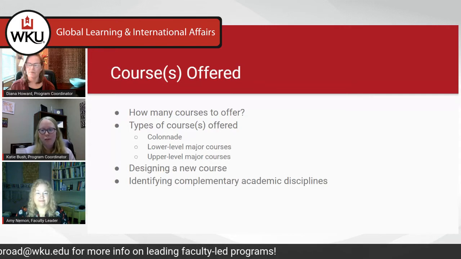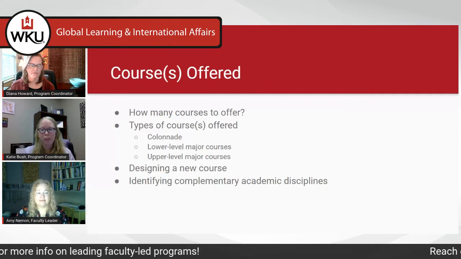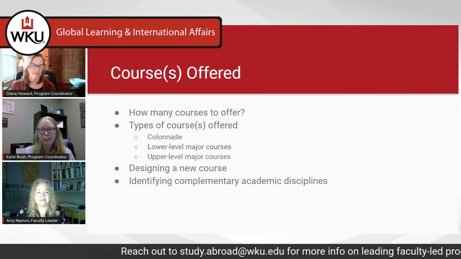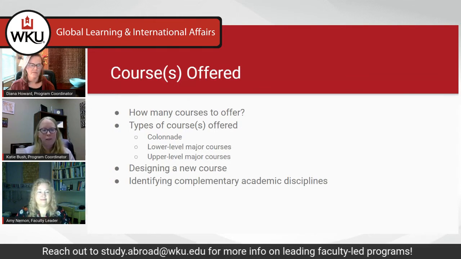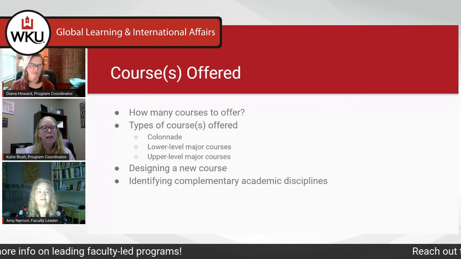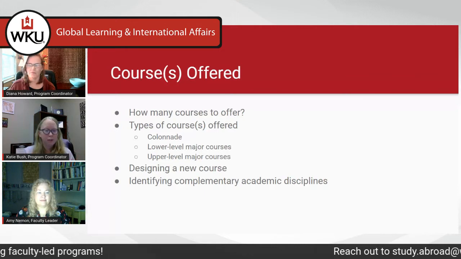The type of course offered really impacts which students will be attracted to the program, mostly based on how it fits into their graduation requirements, but also personal and professional goals. We in GLIA really recommend that each program have at least 1 Colonnade or lower level course. This just increases the amount of students that can take it and have it actually count directly to their graduation requirements.